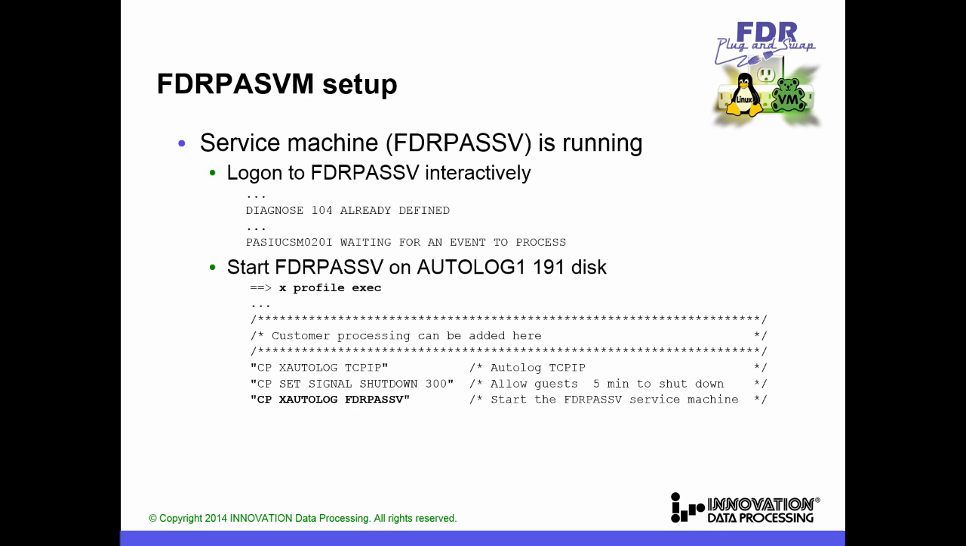When you log on to the FDRPAS SV, you can look at the console and you get a fair amount of information about what's going on. You can start the FDRPAS SV automatically, like in AUTOLOG 191, or you can just start it when you need it. Either way. If you start it every time z/VM starts and it's really not doing any work, it does not consume very many resources. Okay? It's a relatively small virtual machine.